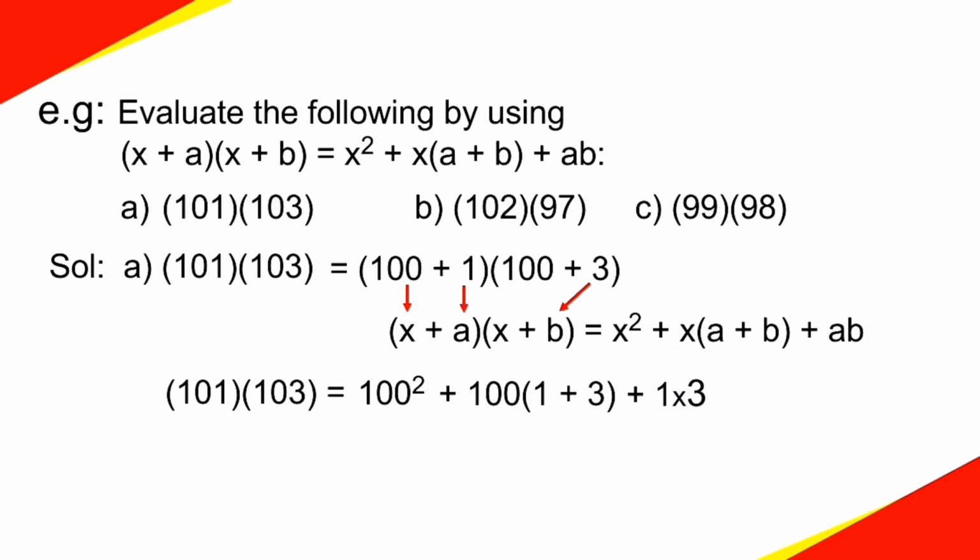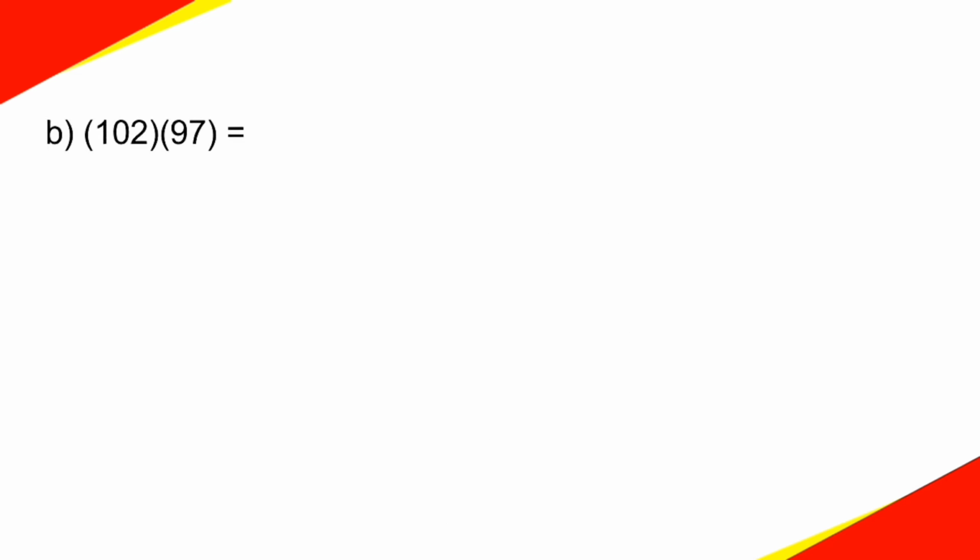Students, can you simplify it? 100 square means? Right, very good. 100 square is 10,000 plus 100 into 1 plus 3. 1 plus 3 how much? 4. 4 into 100, 400. Plus 1 into 3, 3. Students, can you simplify this without using a calculator? Right, very good. 10,000 plus 403 is 10,403.